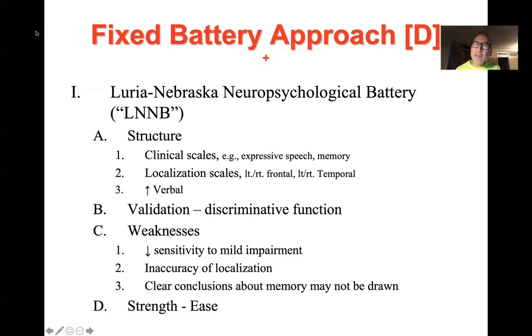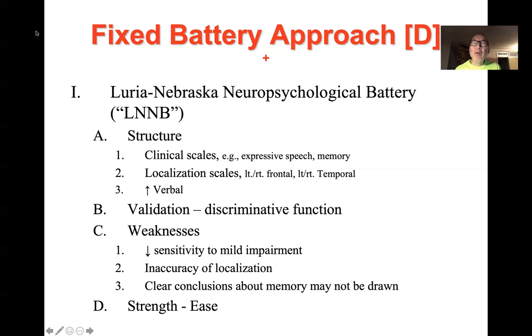It's more of a verbally based battery. So if the problem isn't things such as finding your way back home, visual-spatial stuff like being able to use a map, but it's more like reading the newspaper and having a harder time remembering what you just read, reading comprehension difficulties, the Luria is usually a better choice than the Halstead-Reitan.